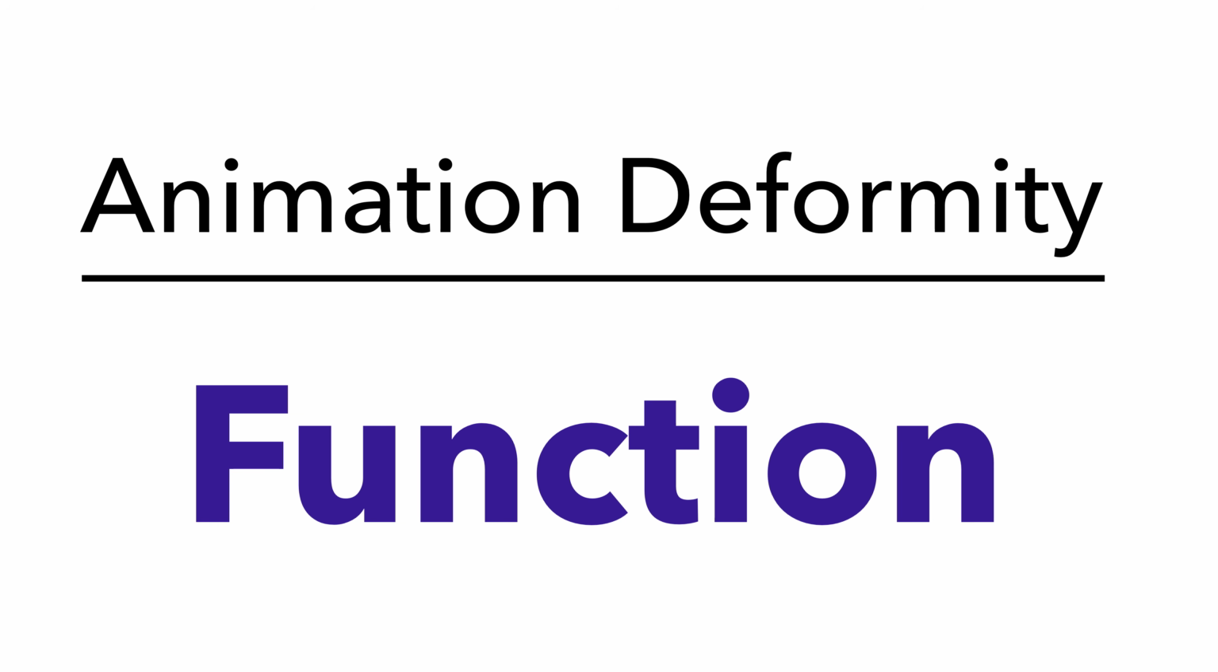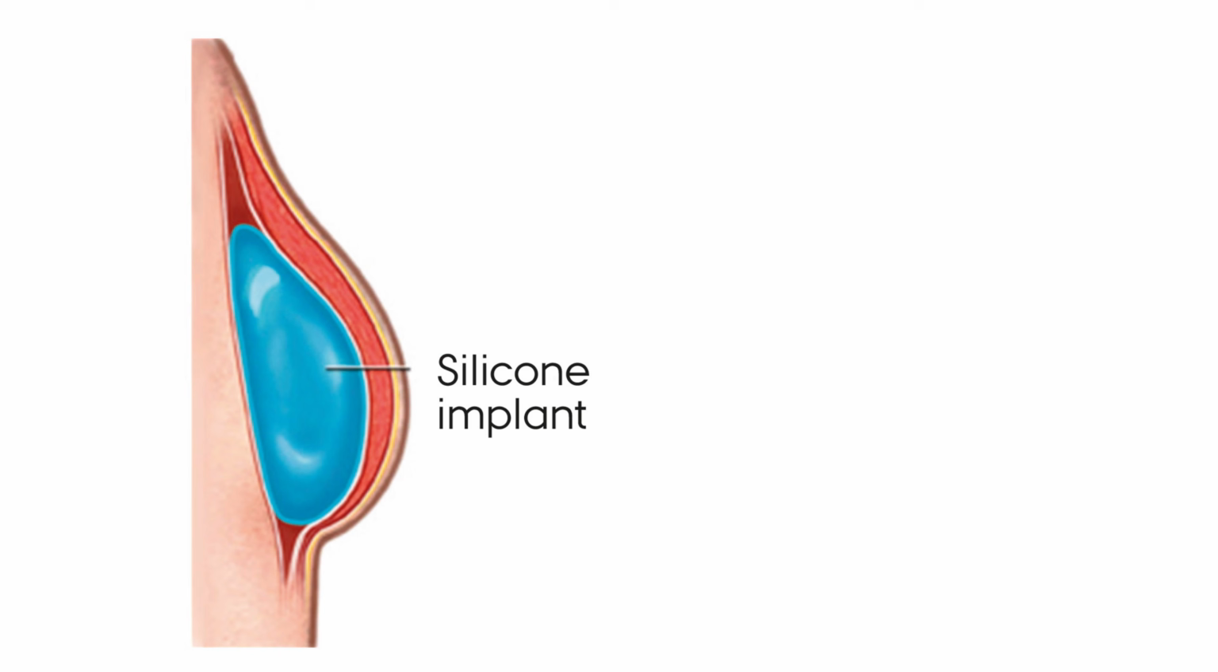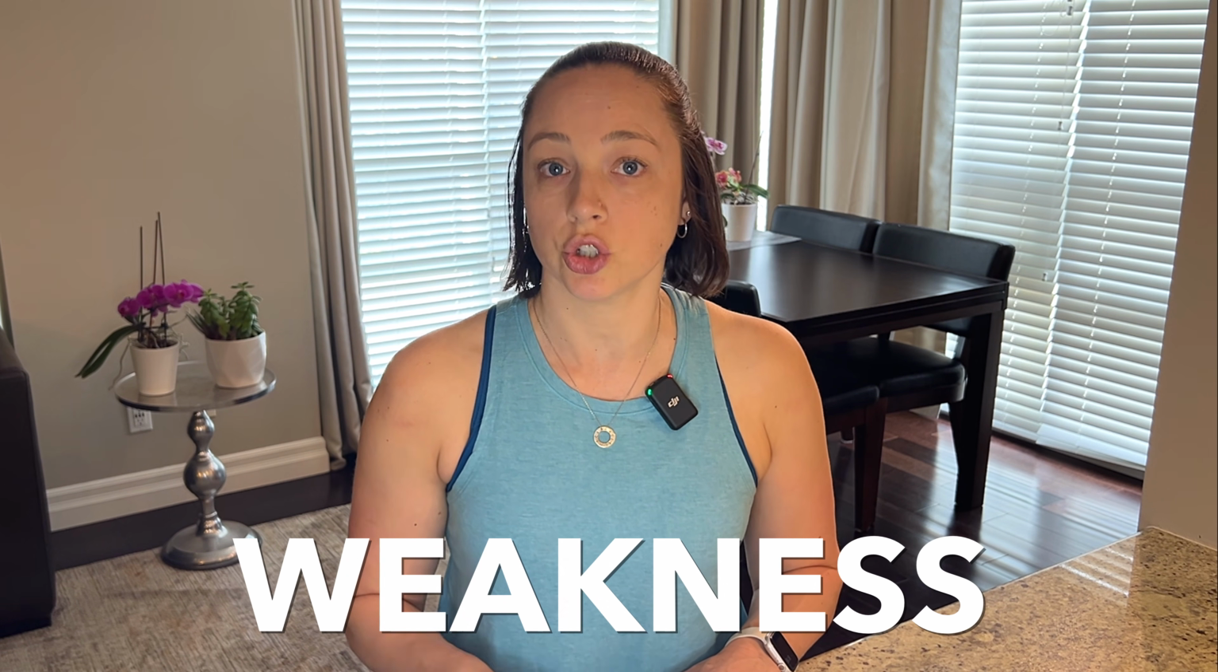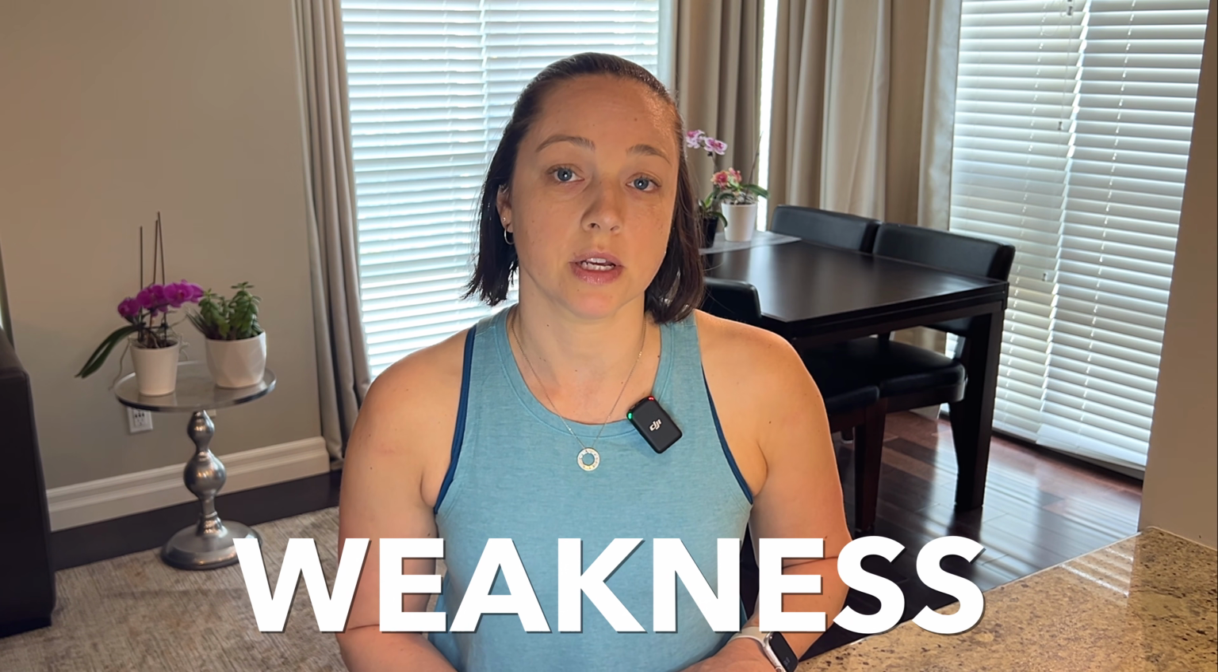Let's talk more about the functional changes that happen. With under the muscle reconstruction, your chest muscle is permanently in a stretched position because the implant or tissue expander always sits underneath it. When muscles are overstretched, they don't activate as effectively, and this can lead to weakness in your chest when you're using those muscles.